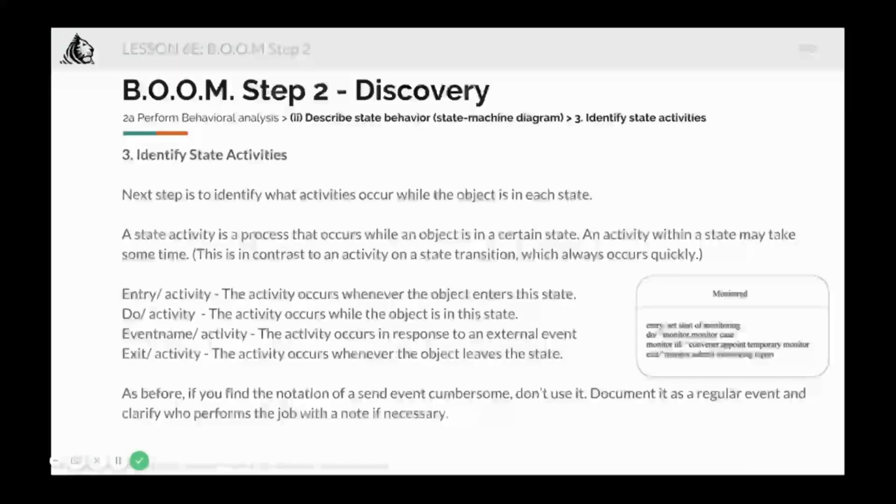So on entry, whenever the object has moved to a certain state, there should be some activity that can happen, right? For example, some email should be sent. When the invoice has changed its state from X to Y, then maybe you need to notify a bunch of people. So that is an activity on entry. Once it has entered, another activity that you would want to do is, let's say, file for taxes.